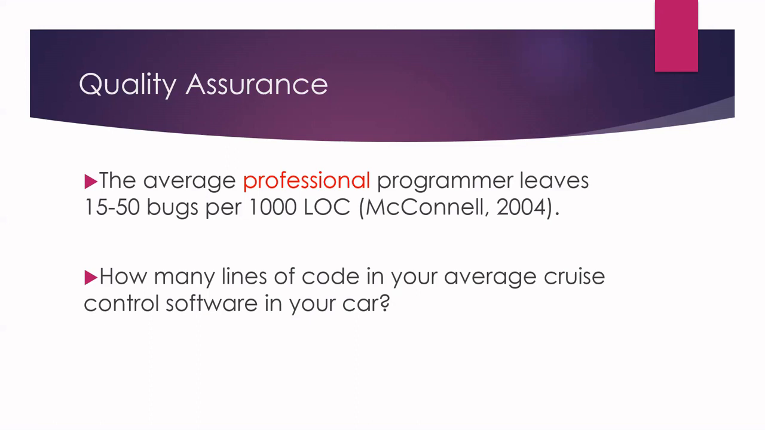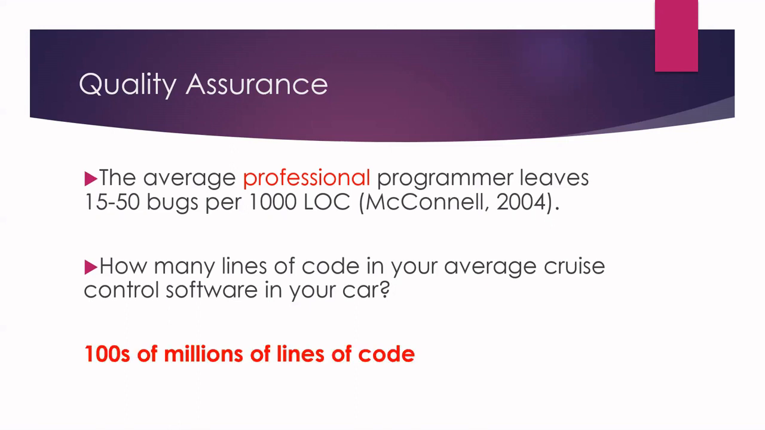Yes? 1 million? You're getting close, but still higher. There are hundreds of millions of lines of code in just the average control system software. Okay, so these are things accumulating over several years. Now imagine how many bugs there are. Now we're talking about 15 to 50 every 1,000. So how many bugs are there in hundreds of millions?